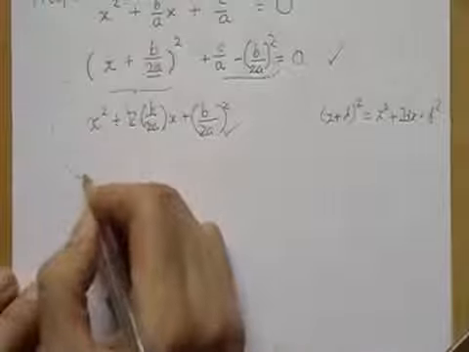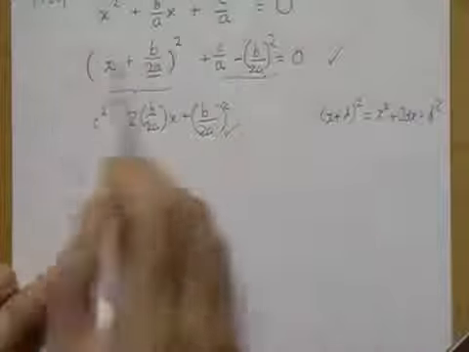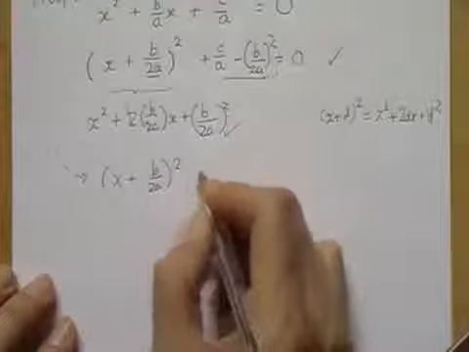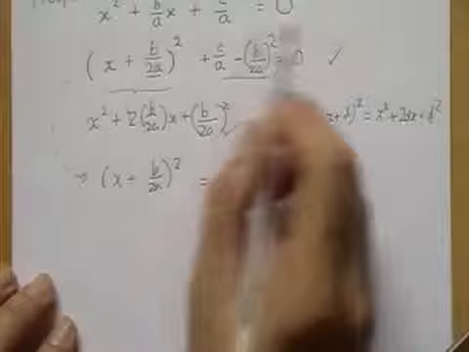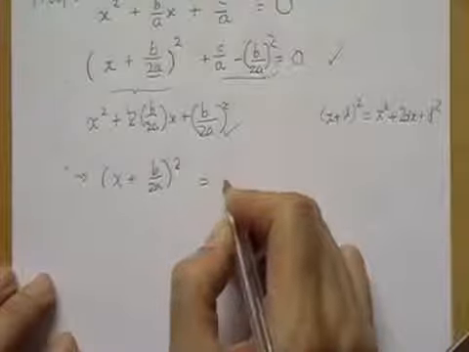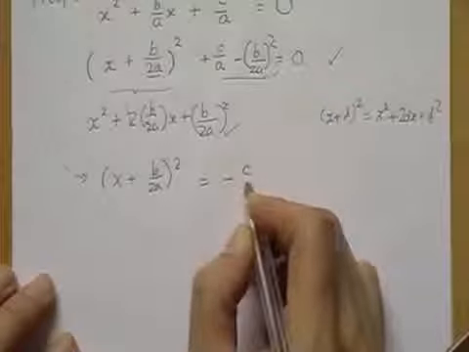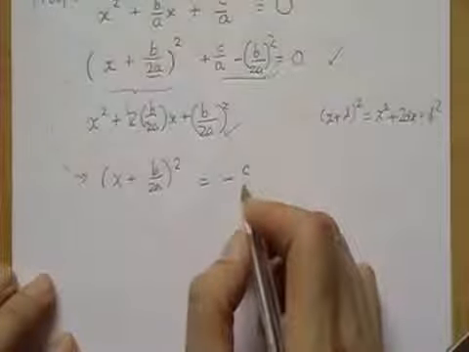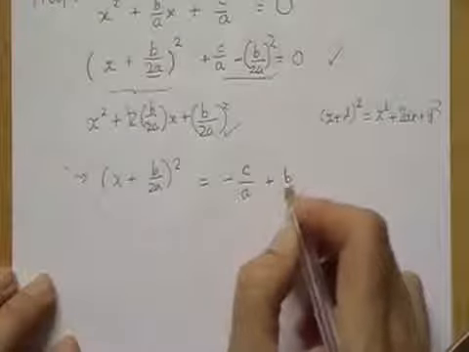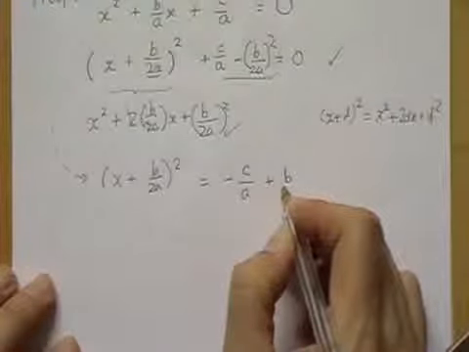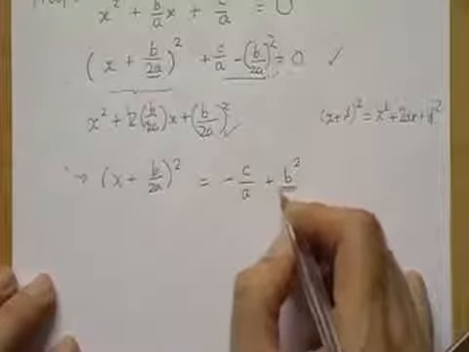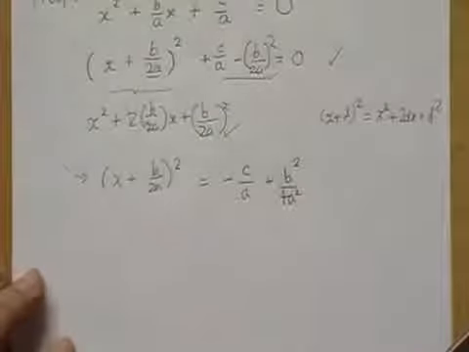So I'm just going to carry on from this expression. x plus b over 2a squared is equal to, bring those to the right, minus c over a plus, let me square those, so that would be b squared over 4a squared.